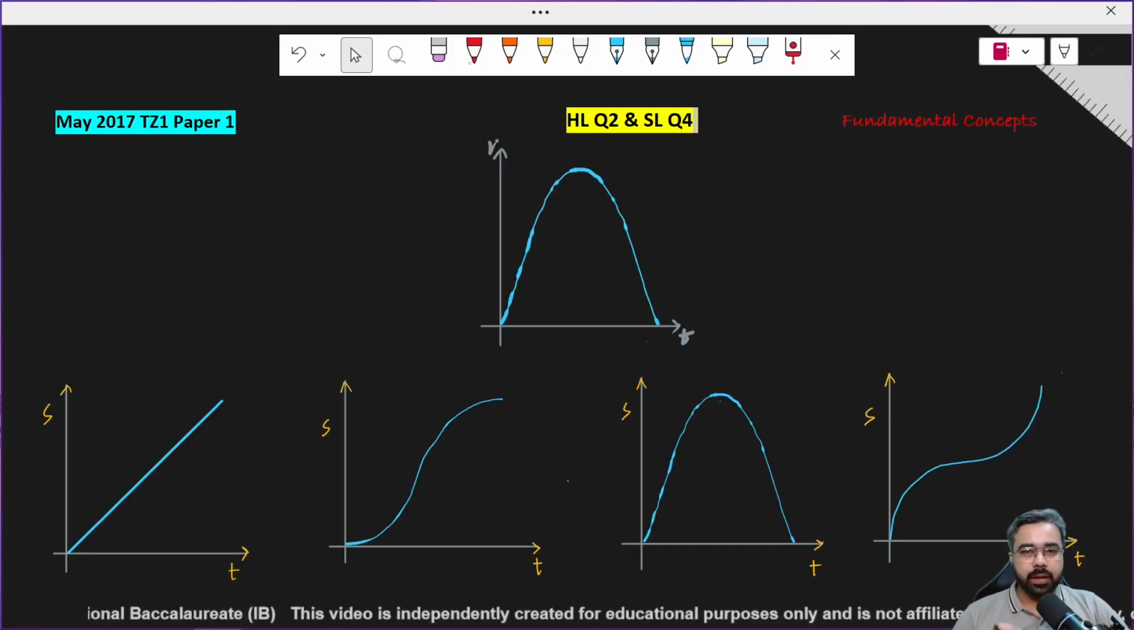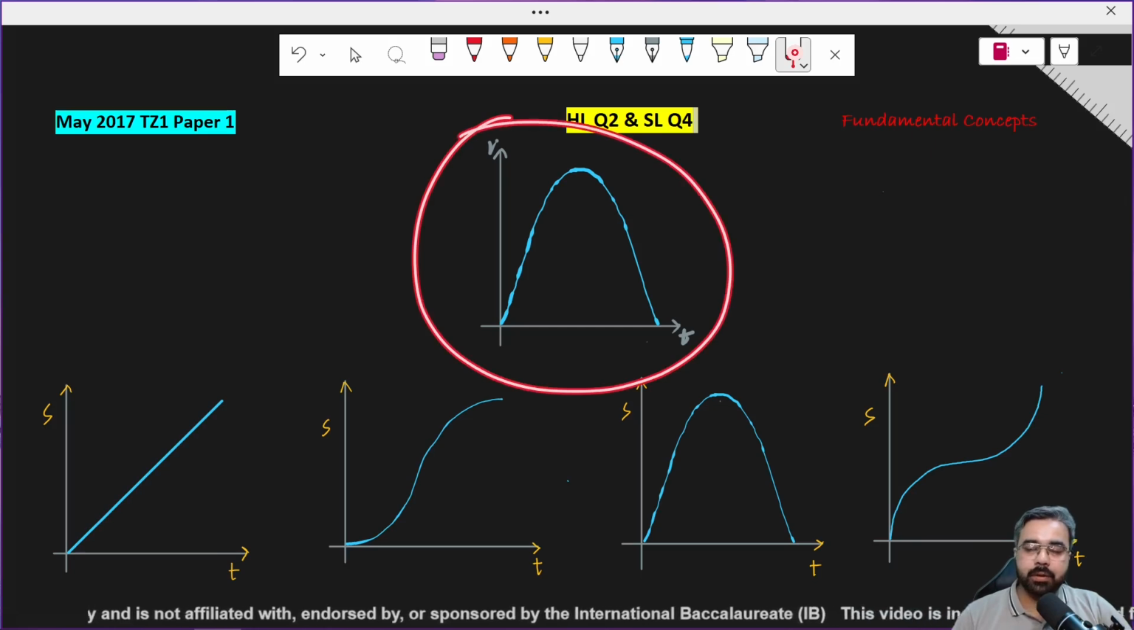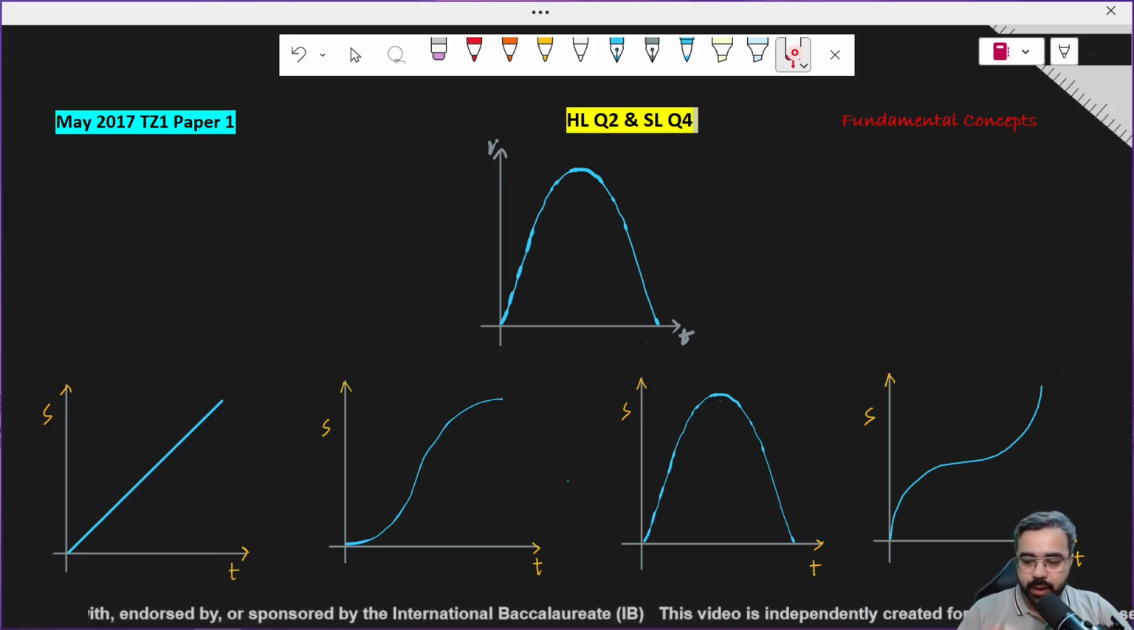Hi, this interesting question is about the graphs of the motion. The graph that you see in this diagram is the speed time graph of an object, which shows us that the speed with respect to time is increasing and increasing, and then it gets its maximum value and then it is decreasing, which means that that object is accelerating.